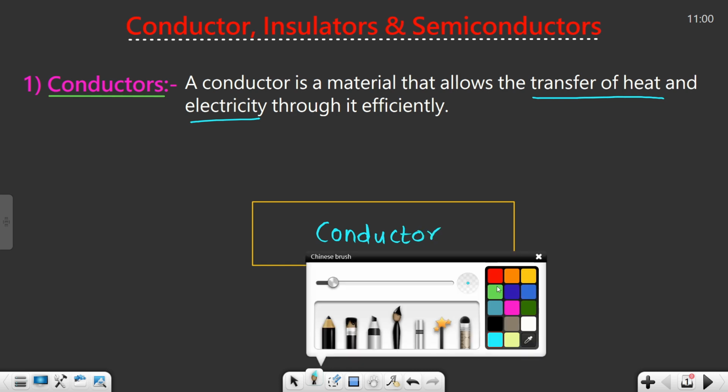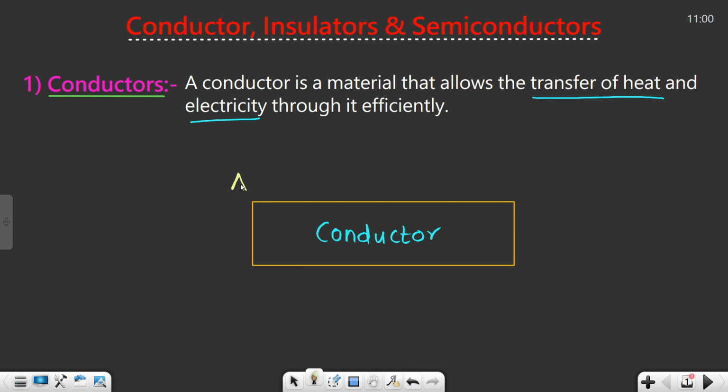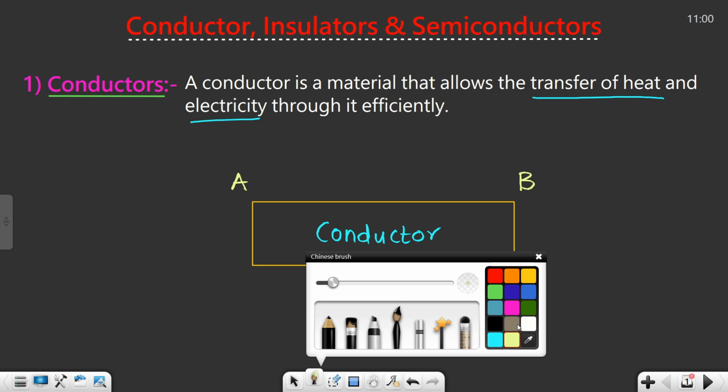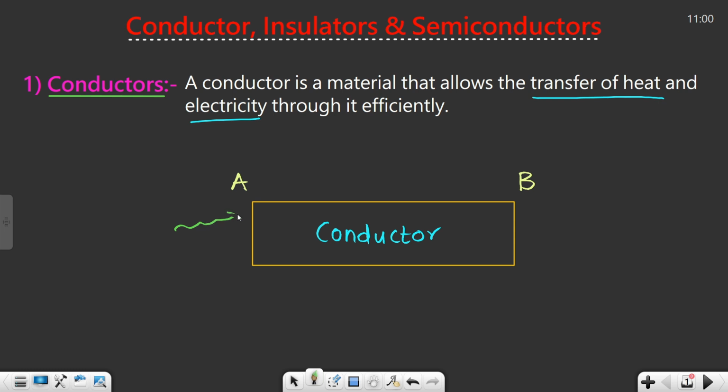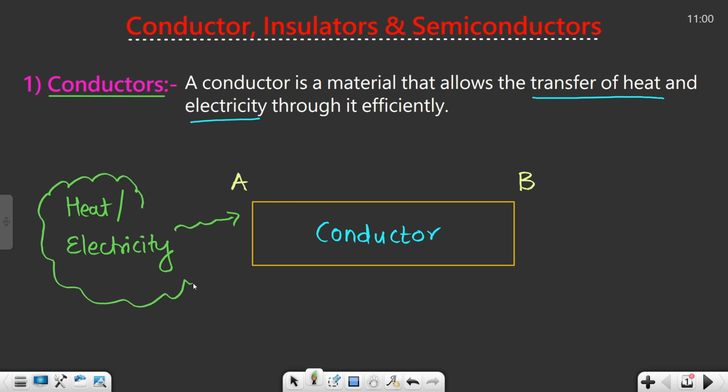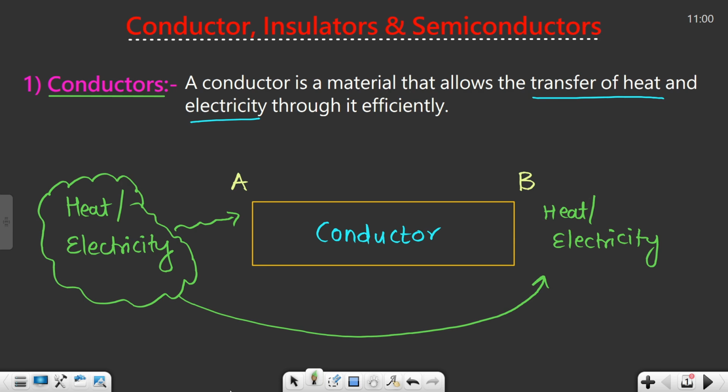Let's assume that this is point A, and this is my point B. If at point A, I provide certain heat or electricity, and if I check at point B, I will be able to sense this particular heat and electricity, or basically this particular energy, at point B.